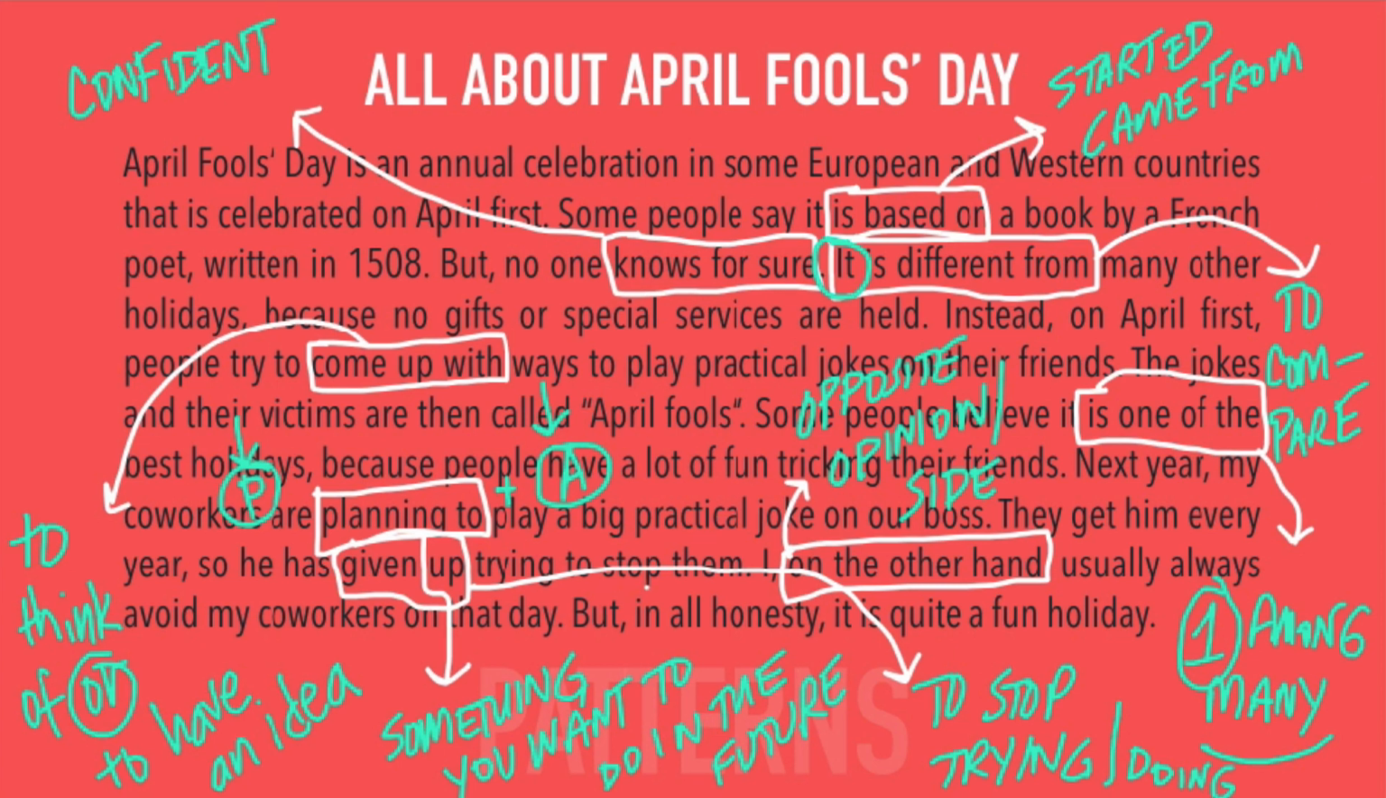Okay, and the last pattern is in all honesty. Okay, we use in all honesty to emphasize that what we're about to say is true or our real feelings. For example, in all honesty, I love to eat at night. Or, in all honesty, I really enjoy spending time alone. Okay, I'm emphasizing the truth of that statement. Okay, so we have a lot of patterns from this one short article.